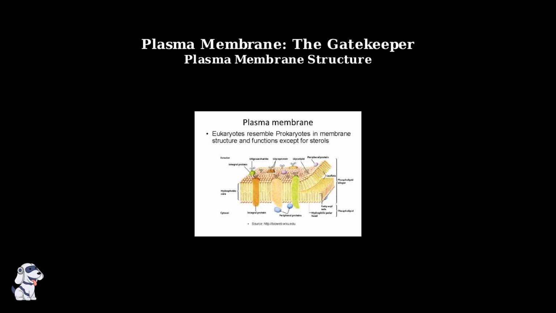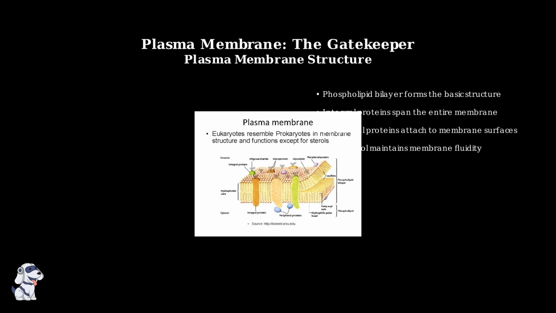The plasma membrane has a sophisticated structure. It consists of a phospholipid bilayer, two layers of fat molecules arranged with their water-loving heads facing outward and their water-repelling tails facing inward. Various proteins are embedded within this bilayer. Integral proteins span the entire membrane and often form channels or pumps, while peripheral proteins attach to the membrane surfaces and help with signaling and structural support.